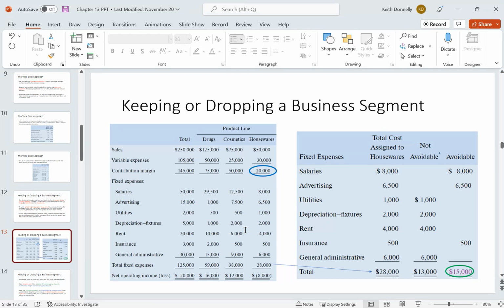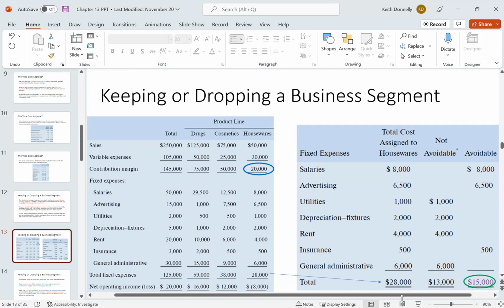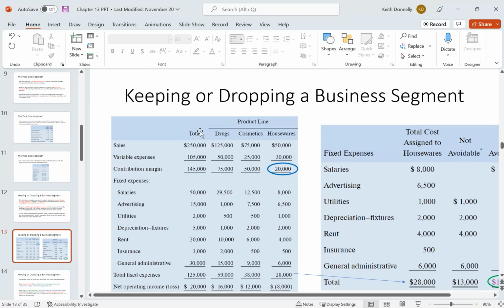Okay, so let's give this some numbers as to what's going on. We'll start over here. We have our drug company. They have 3 products: drugs, cosmetics, and housewares. Originally they look at it and say, we're at an $8,000 loss. If we get rid of this, maybe it will increase our revenues by $8,000. Essentially, they have a total column that adds the three of them together, and it's just a contribution margin income statement. The sales minus variable gets you contribution, minus fixed gets you your net operating income.